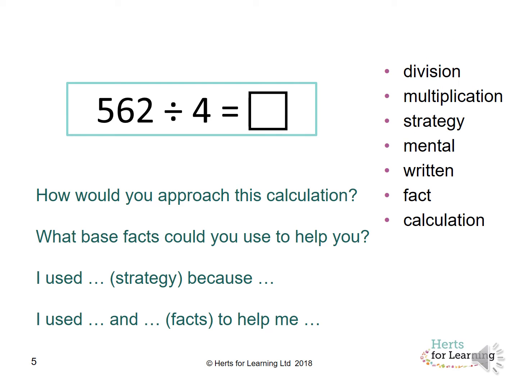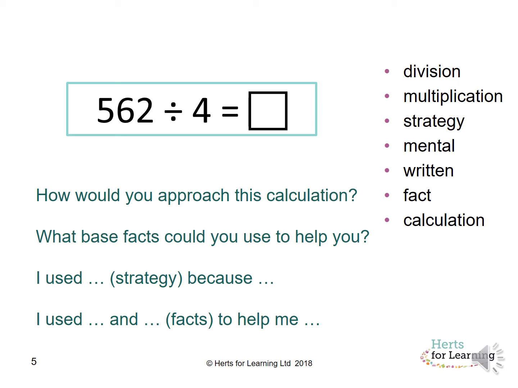Think about how you'd approach this calculation. 562 divided by 4. What base facts could you use to help you? Have a think. Perhaps you thought of dividing it by 2 and then doubling it. Or you went straight into 562 divided by 4, which would be 14 remainder 2.